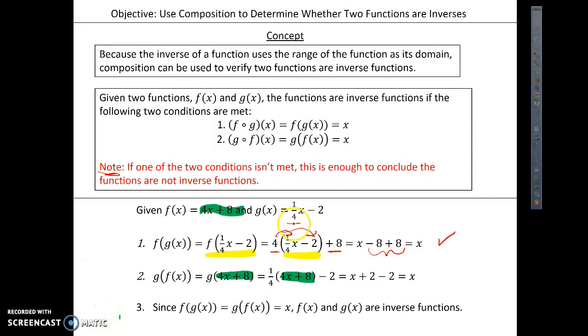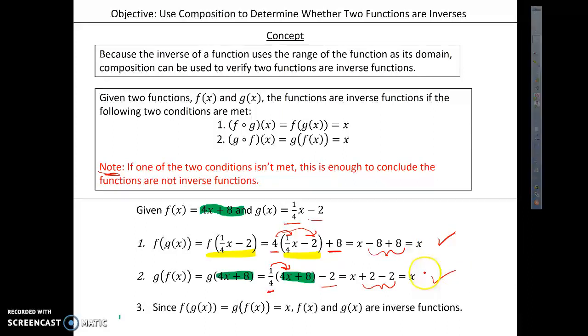You can see we have 1/4 of x. So I have 1/4 of x, which is now my g of x function, minus 2, which is from my g of x function, and distributing my 1/4 times 4x gives me x. 1/4 of 8 is positive 2, and my -2 from my g of x function comes along, and these two values cancel out and we get x.